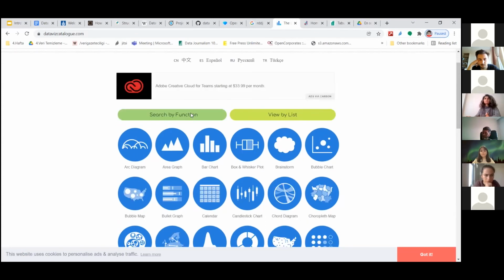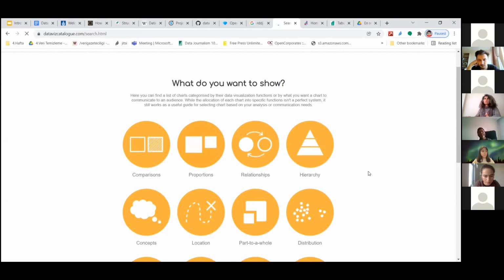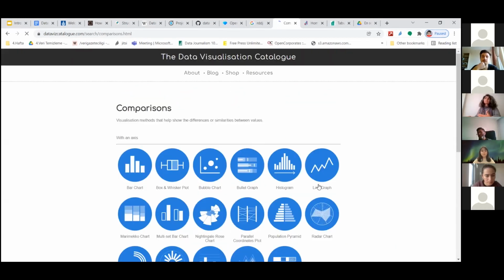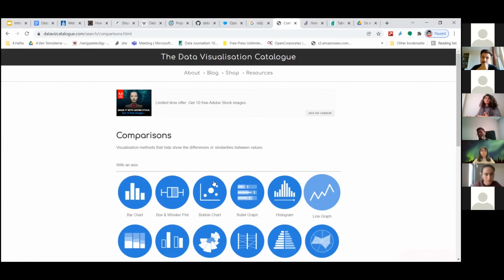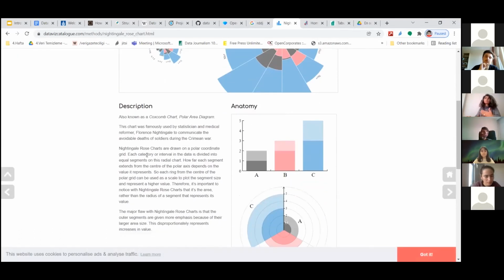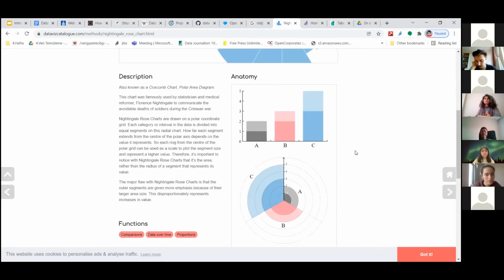For instance, if the journalism students don't know what to show with their data sets, she can simply go and understand comparisons, relationships, concepts or location, etc. And then she can understand the anatomy of, for instance, a Nightingale rose chart. And this one is for the data journalists as well. So field journalists came together and helped the journalists to understand the methodology.